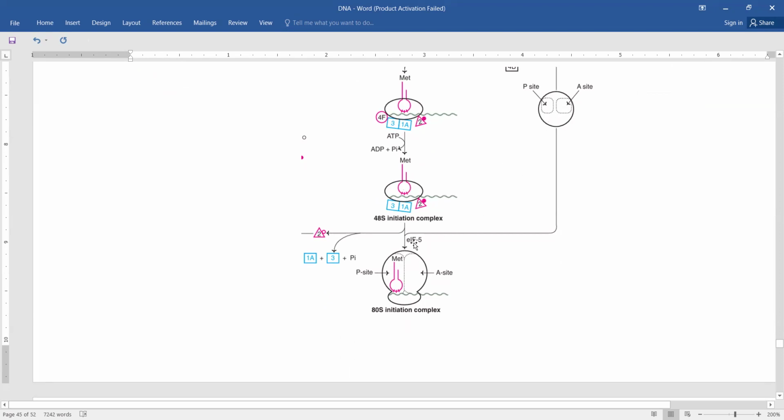Okay, with the help of initiation factor 5, both the subunits are united again, to form, from the 48S initiation complex, now the 80S initiation complex. During this process, initiation factor 2, with the GTP here, is dissociated to form GDP.